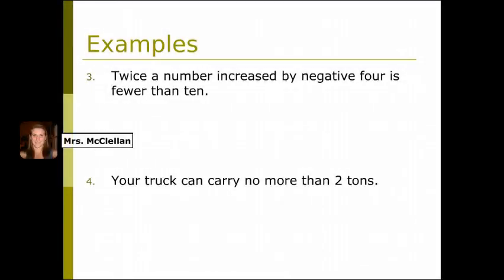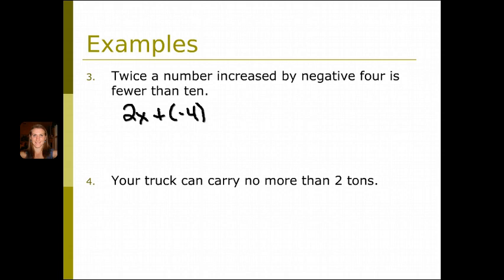In our third example, we have twice a number increased by -4 is fewer than 10. So this is bringing in some of the information we learned in chapter 1. So we have 2x plus -4, and we're going to leave a space there for our inequality sign, and then 10. Well, it's saying that twice the number increased by -4 is fewer than. So those are going to be smaller than 10.